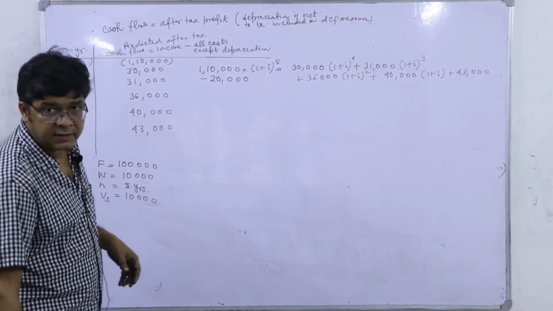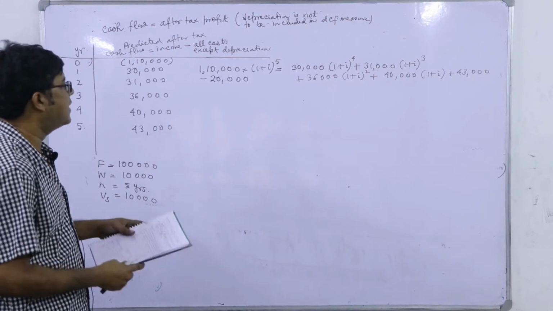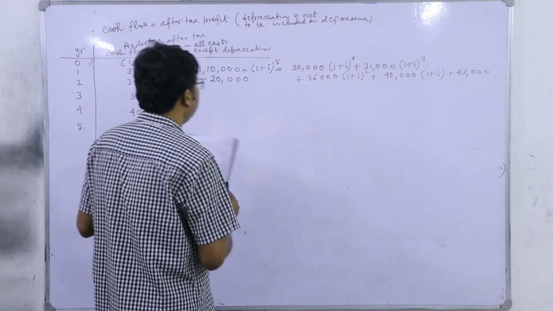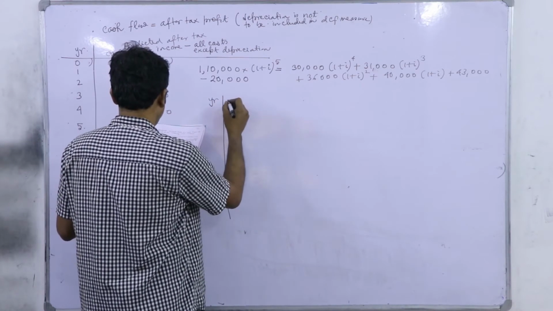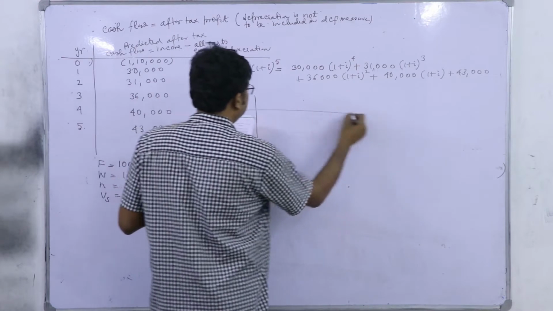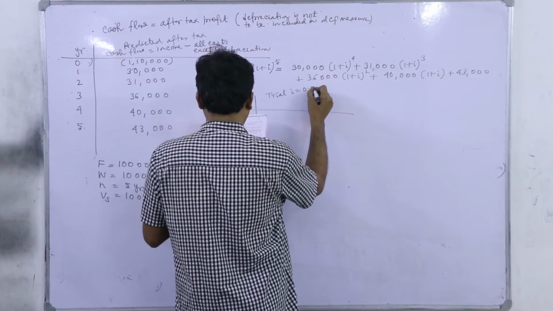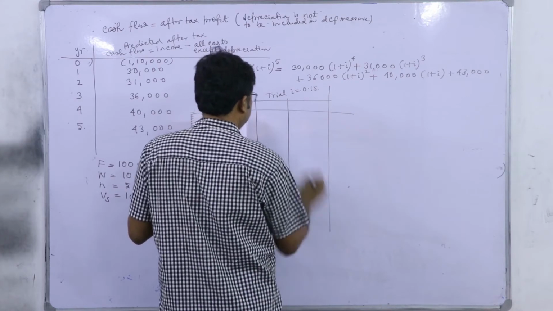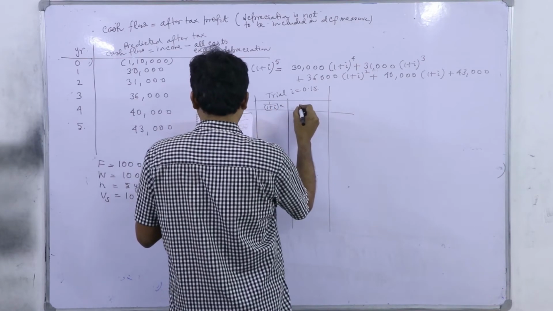So we can do it in the form of a table. The trial is actually to be listed. Definitely for GATE calculation you will not do that. You try to solve and match with the answer. So here, year, cash flow. So next it is the trial with I equal to 0.15. Then we have the discount factor, that is 1 plus I to the power n, and the present value.